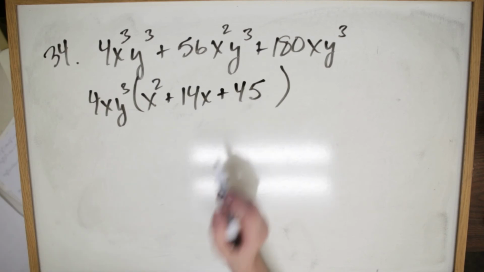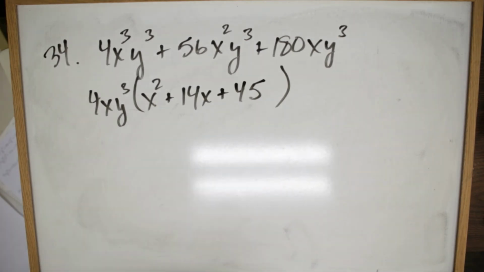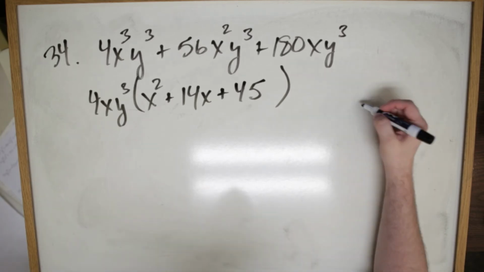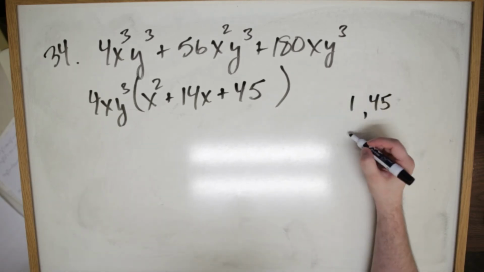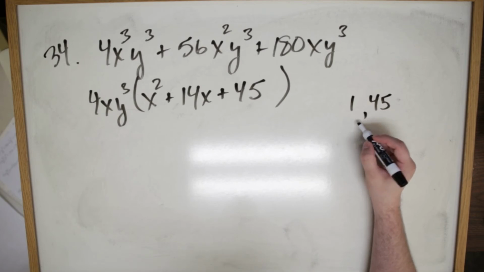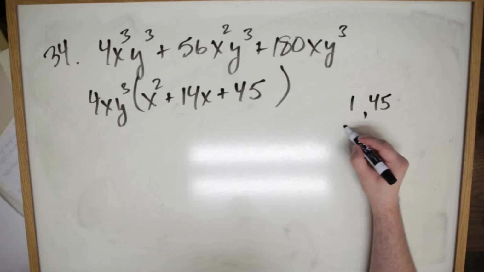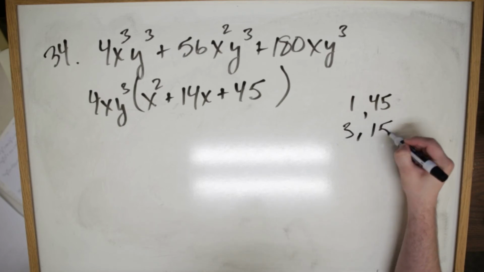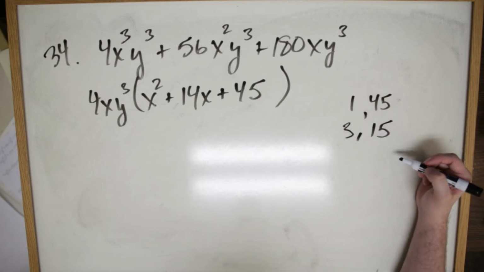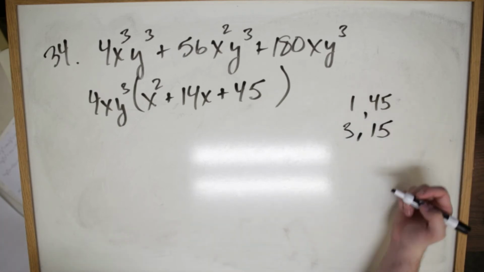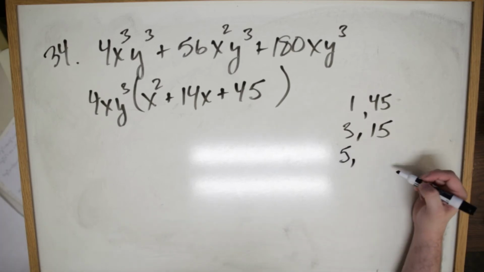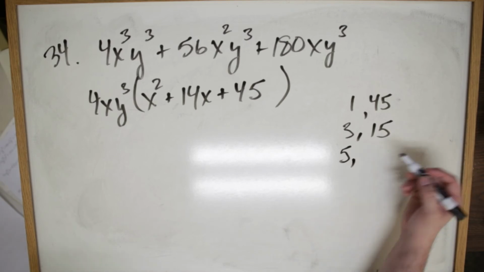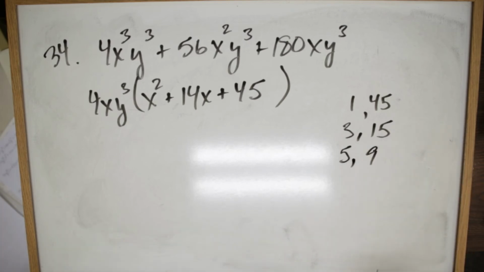45. Let's just look at the numbers, the combinations. Just write out the combos. So 1 and 45. 2 doesn't work. 3 does, so 3 and 15. 4 doesn't go into 45. 5 does, 5 and 9. Okay.